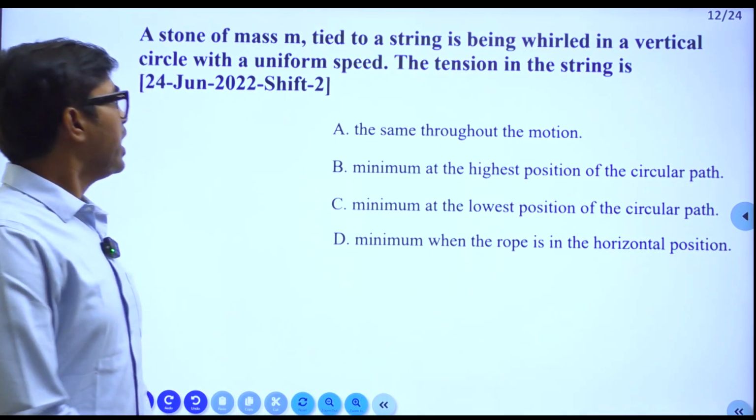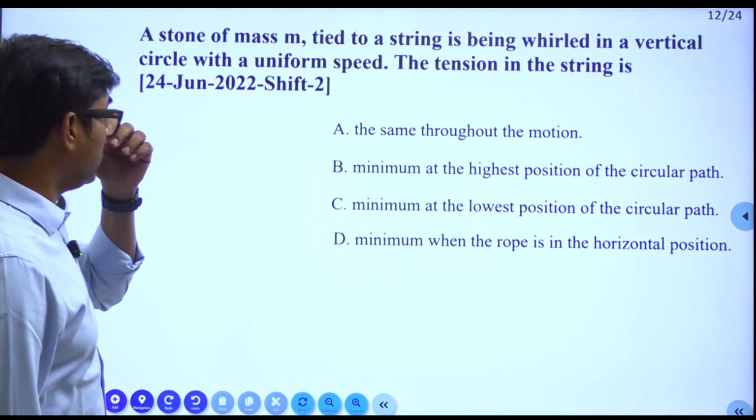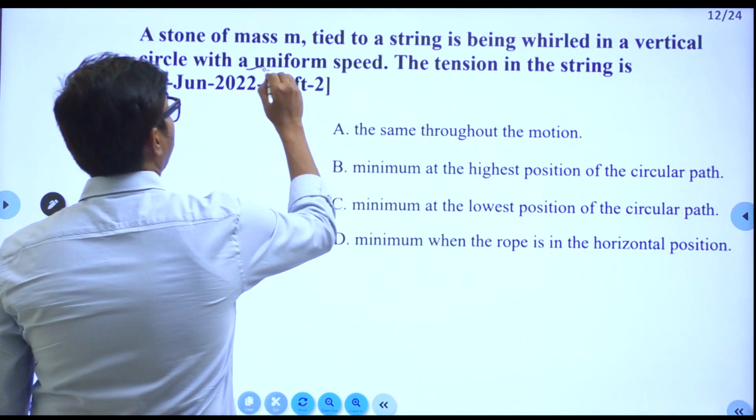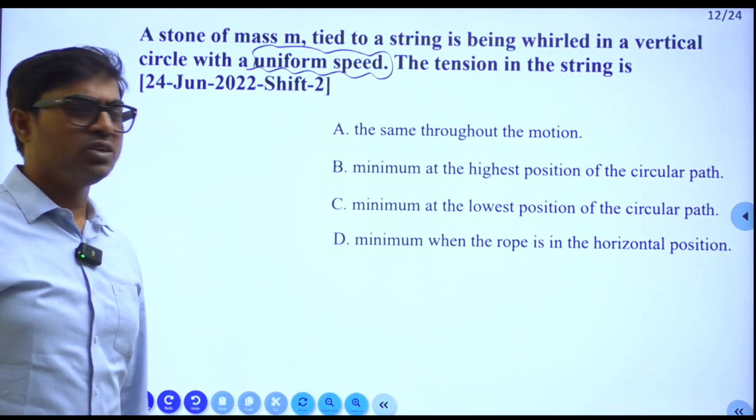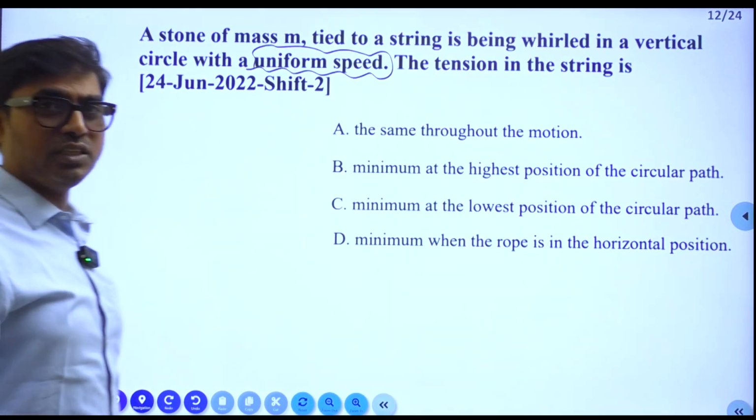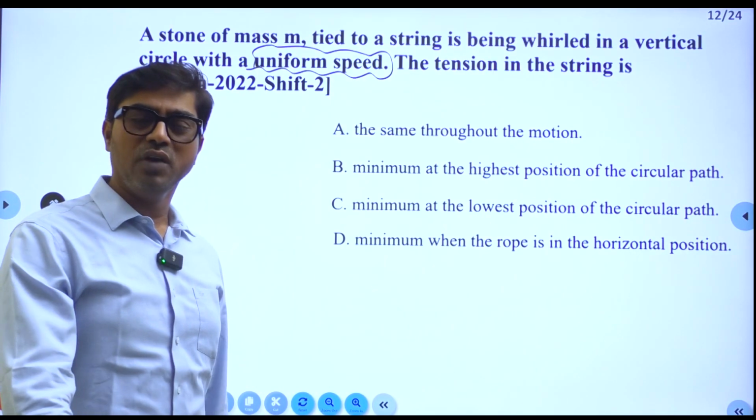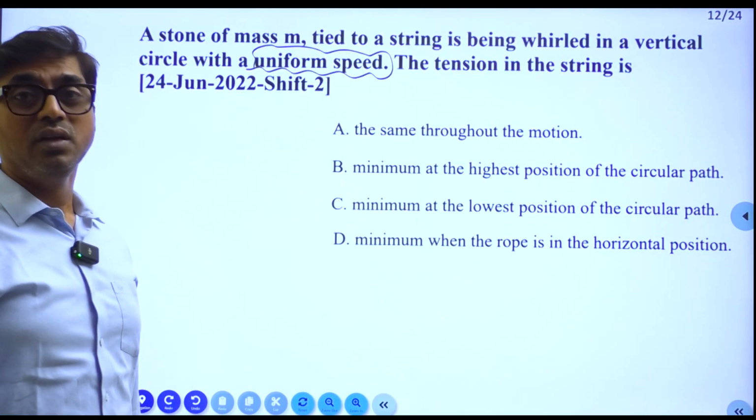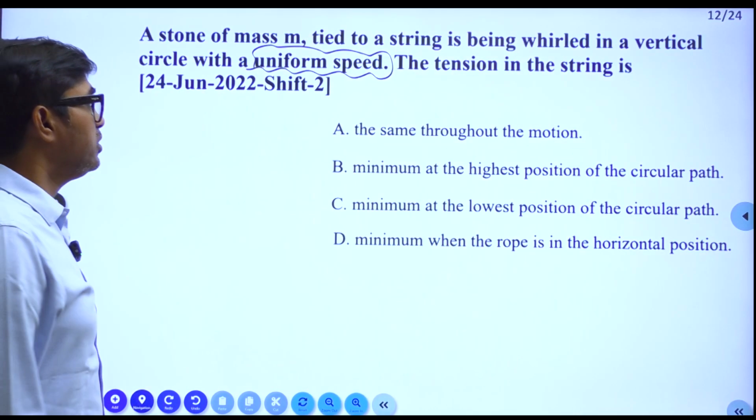A stone of mass m tied to a string is being whirled in a vertical circle with a uniform speed. So uniform speed is maintained. That means some external force is acting continuously, because of that speed is not changing. Generally in vertical circular motion, speed changes. At the bottommost point you will have the maximum speed, at the highest point you will have minimum speed, and so on. But here they are saying that speed is constant.